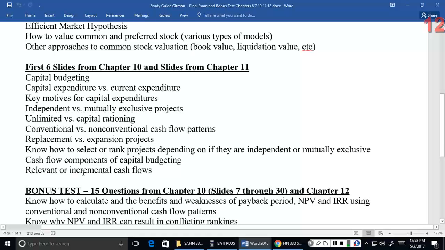And then the relevant or incremental cash flows, these are simply the after-tax cash flows created by the asset, whatever it is. Okay, so the after-tax cash flows.